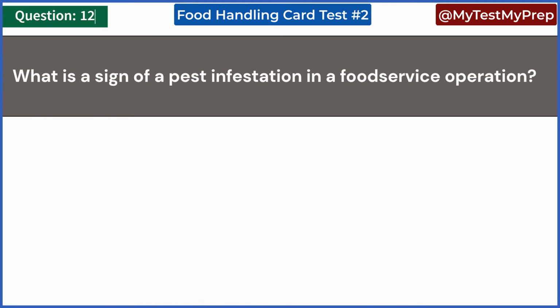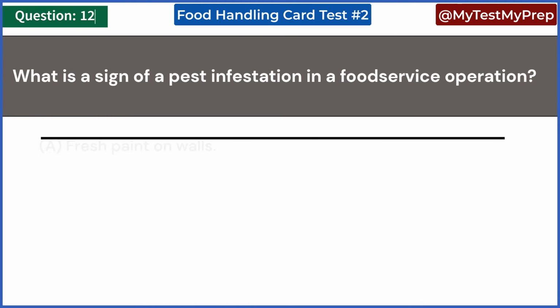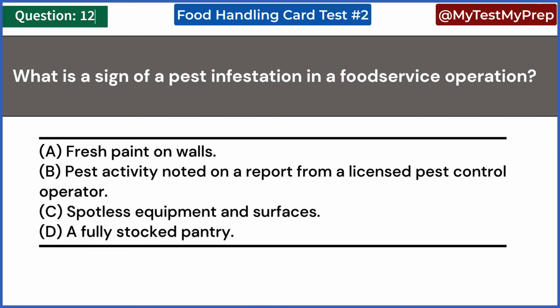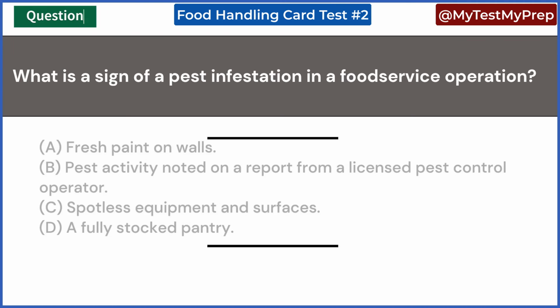What is a sign of a pest infestation in a food service operation? A. Fresh paint on walls. B. Pest activity noted on a report from a licensed pest control operator. C. Spotless equipment and surfaces. D. A fully stocked pantry. Answer B. Pest activity noted on a report from a licensed pest control operator.